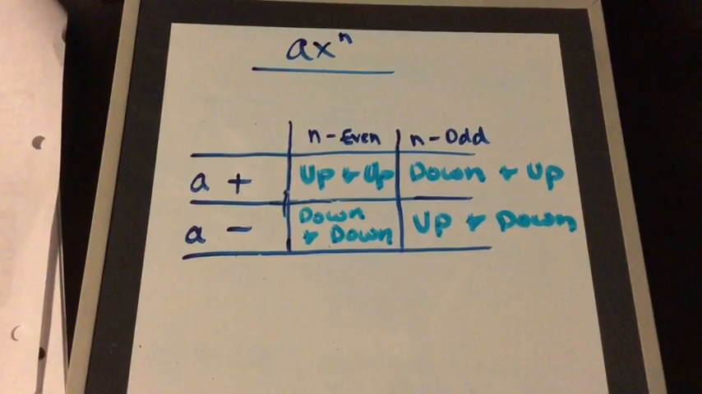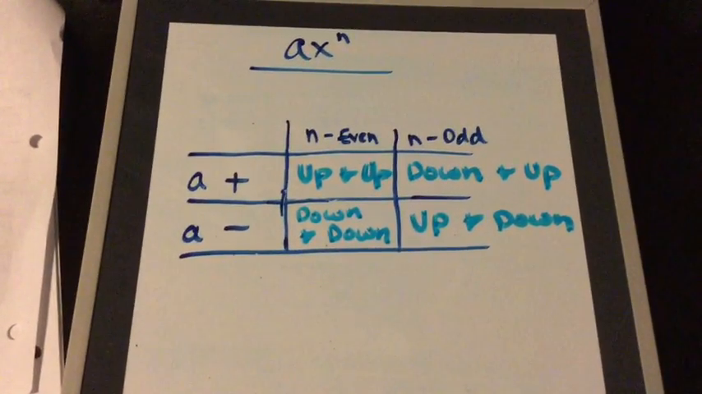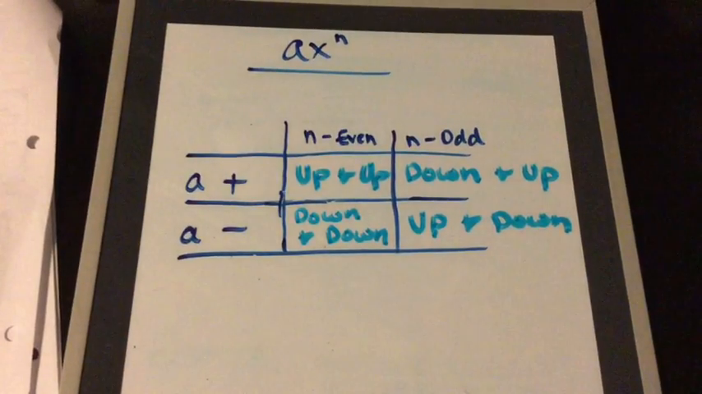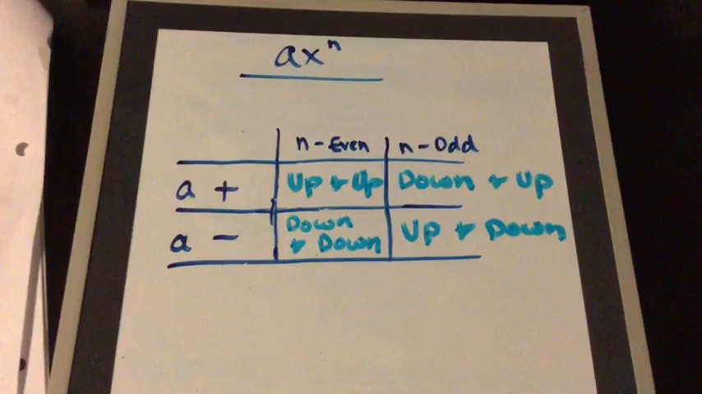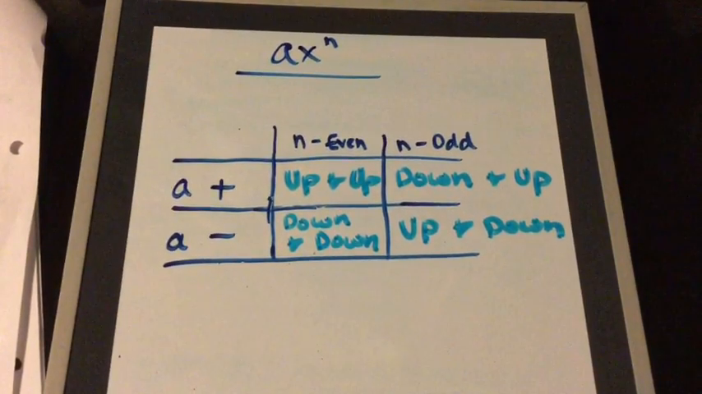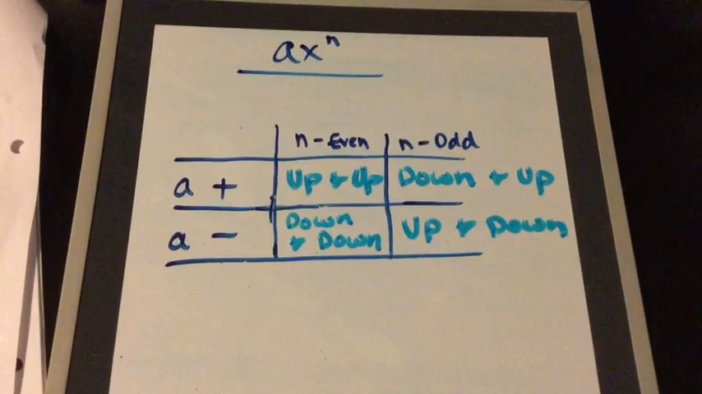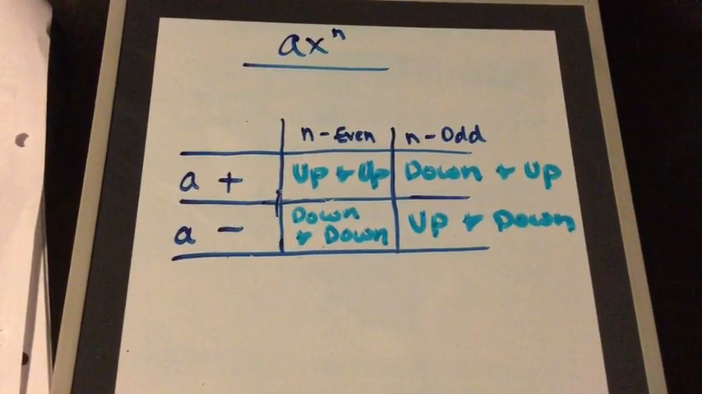n. When a is positive and n is even, it is up and up. When a is positive and n is odd, it is down and up. When a is negative and n is even, it is down and down. When a is negative and n is odd as well, it is up and down.